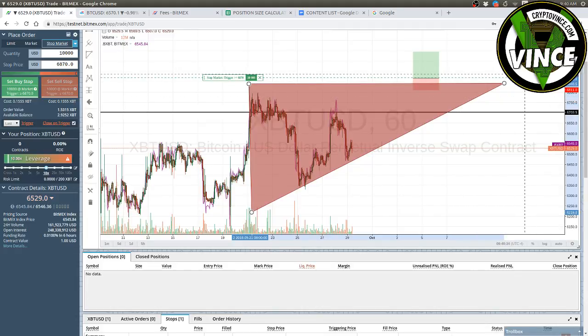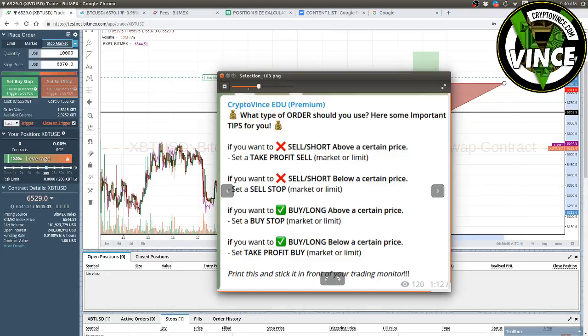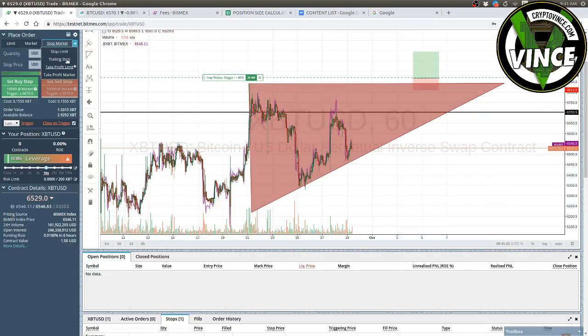So because we're long here and we want to put a stop loss, we want to sell below a certain price, right? So if we go check in our thing, we want to sell below a certain price, right? So we have to use a sell stop. A sell stop, of course, can be market or limit, right? So in this case, stop market, we want to sell below at, how much is our stop loss?